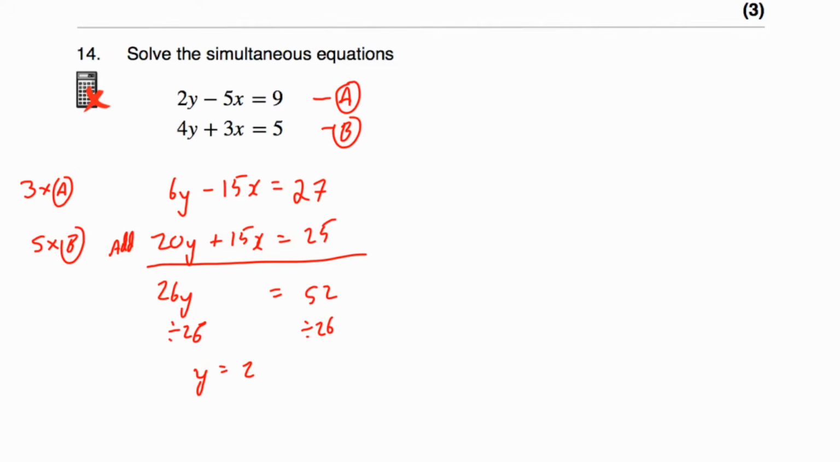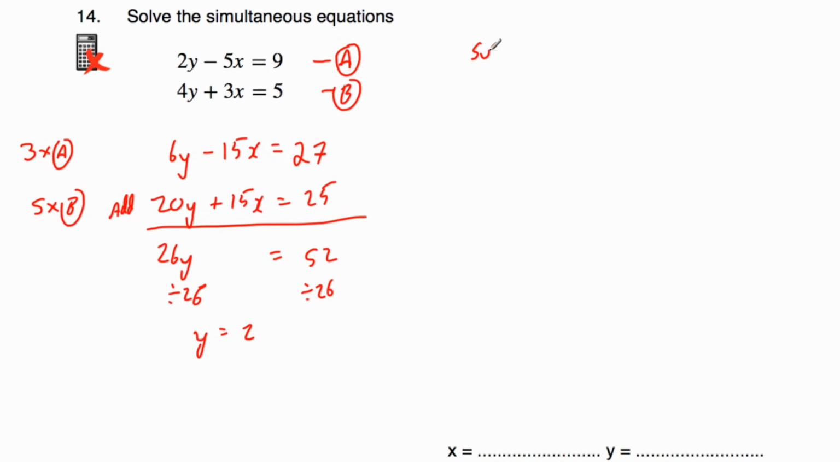So we found out what y is, now let's find out what x is. So if we sub y equals 2 into, and we can choose either of these equations, A and B, I'm going to choose equation B, so into B, and see what we get.